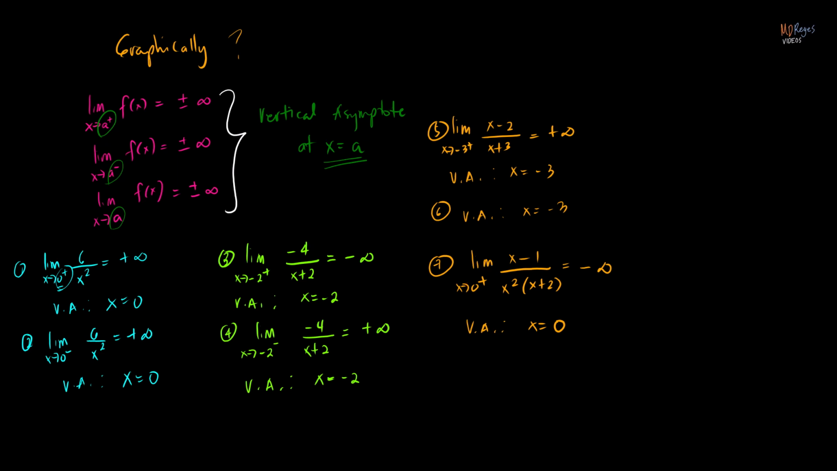Again, whenever you evaluate the limit of a function as x approaches a, either from the right or from the left of a, or generally as x approaches a, and you get positive infinity or negative infinity, it means that graphically the function has a vertical asymptote at x equals a.